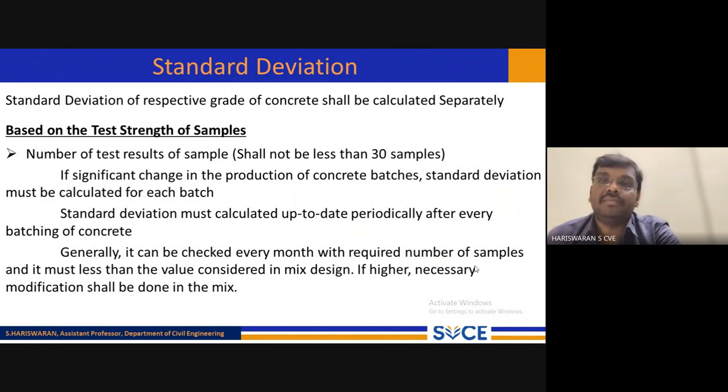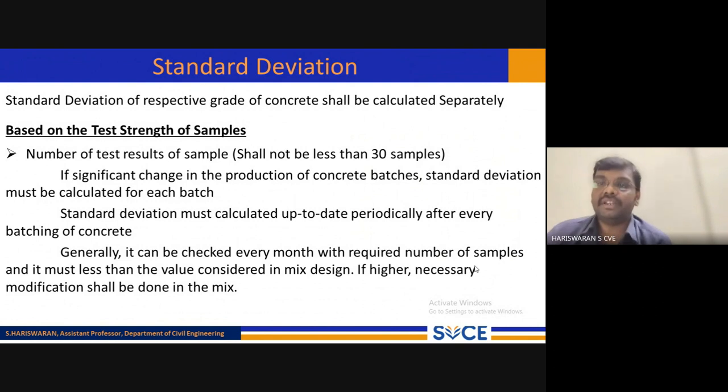So how this can be executed means the number of test result samples, minimum we have to take 30 samples. The standard deviation must be calculated up to date periodically for every batching of concrete. So today morning we are having some batching of concrete. Today evening another manufacturer supplies the concrete to the site. We have to check that sample also, then only we are able to get how much it is deviating from whatever we have assumed that we need.